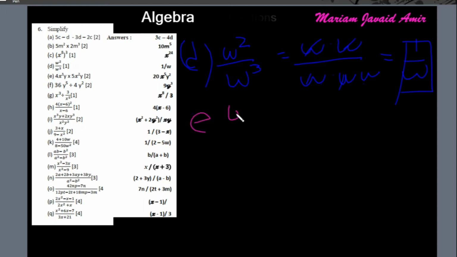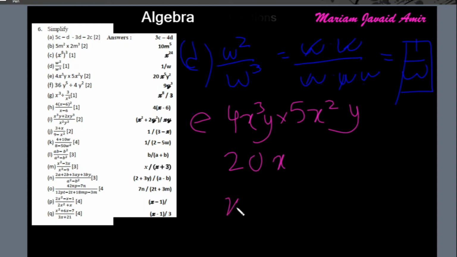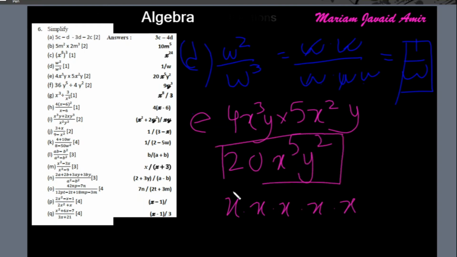Part E is 4x cubed y times 5x square y. So this becomes 20, and in total we have x cubed times x square. So we have 3x and then we have 2x, so we have total 5x, and similarly we have 2y's. So this is the answer for part E.